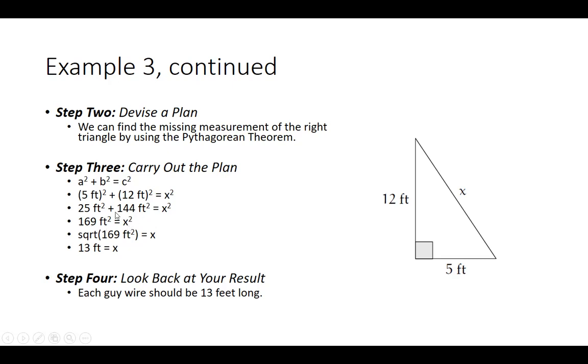To get x, we have to undo squaring. We use the square root on both sides. The square root of x squared is just x. The square root of 169 square feet is 13 feet, because the square root of 169 is 13, and the square root of square feet is just feet. So x is 13 feet. Each guy wire should be 13 feet long.